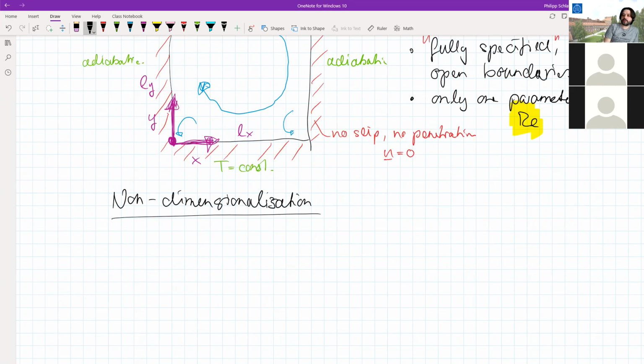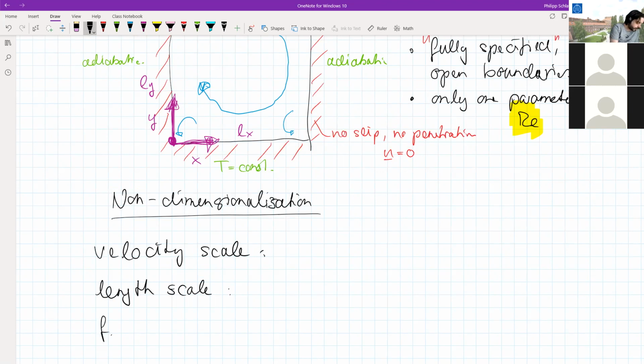So that means we need to define relevant or characteristic velocity and length scales that are relevant for the problem that we want to consider. In this case, if we only consider the Navier-Stokes equations, we need to define a velocity scale and we need to define a length scale that is relevant for our problem. And then together with the characterization of the fluid, which is the viscosity, we can define a Reynolds number.